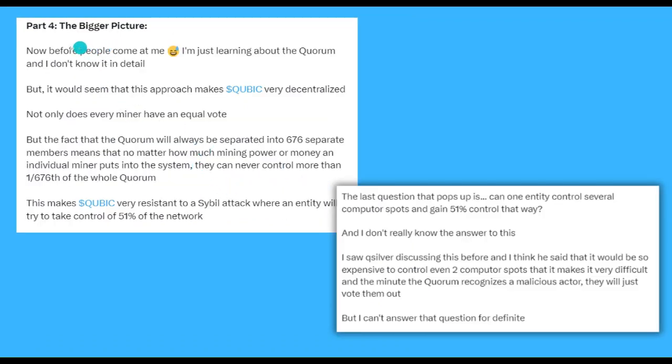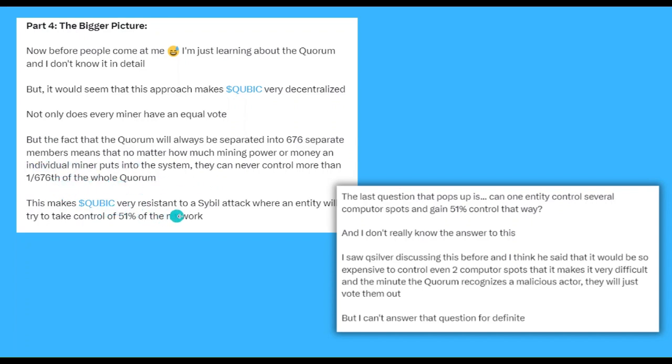So the bigger picture. Now, before people come at me, I'm just learning about the quorum. I don't know it all in detail, but it would seem that this approach makes Qubic very, very decentralized. Not only does every miner have an equal vote, but the fact that the quorum will always be separated into 676 separate members means that no matter how much mining power or money an individual miner puts into the system, they can never control more than 1/676 of the whole quorum.